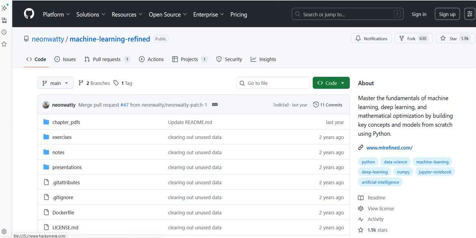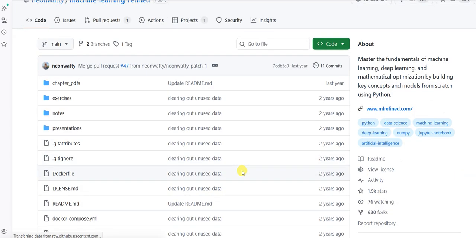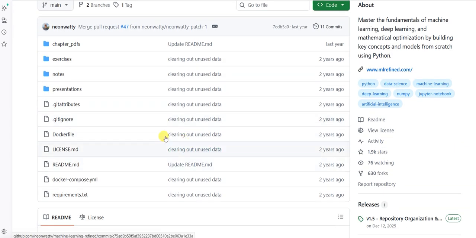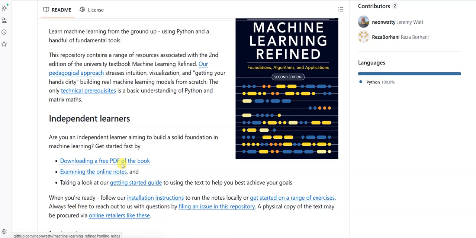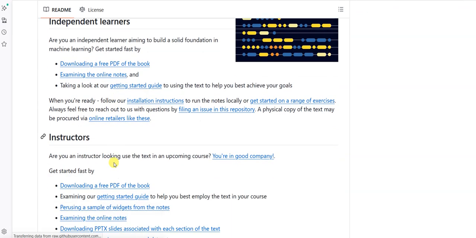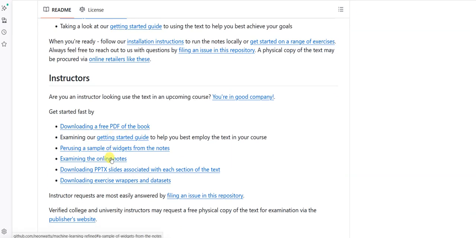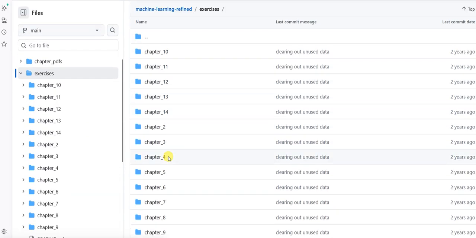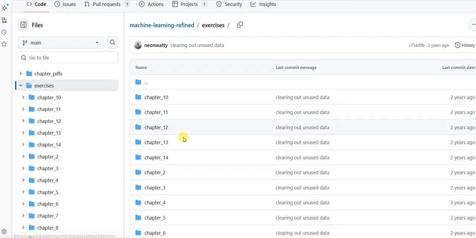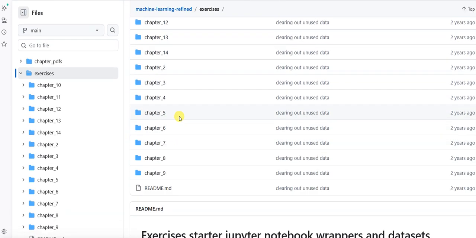For your reference, the website will be opened like this. These are the chapter PDFs, exercises, notes, presentations, and the textbook. You can even download the textbook freely here, chapter wise, and even PPTs you can download. And exercises, wrappers, and data sets. So these are the data sets for exercise problems; related data sets are available chapter wise.